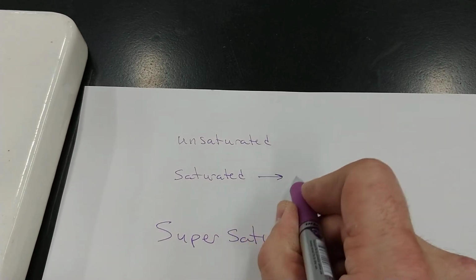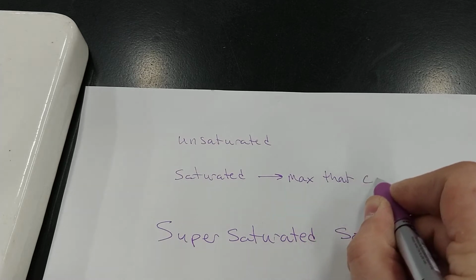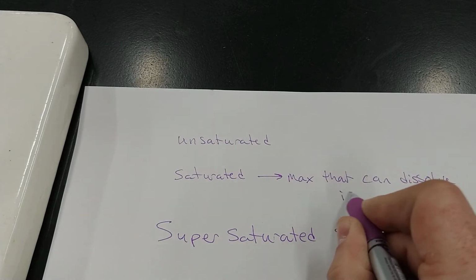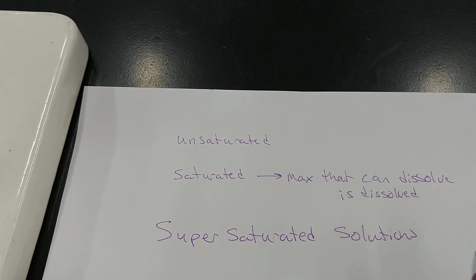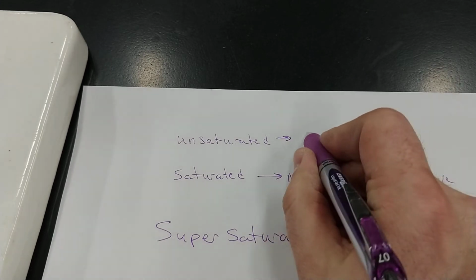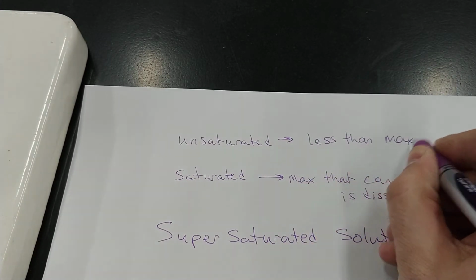Saturated means the max that can dissolve is dissolved. So if you keep adding whatever you're dissolving, salt, keep adding salt, when you get to the maximum amount that can possibly dissolve, that's what we call saturated. Unsaturated is anything less than the max.